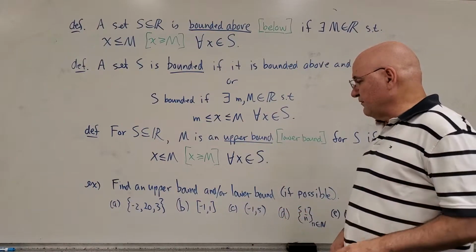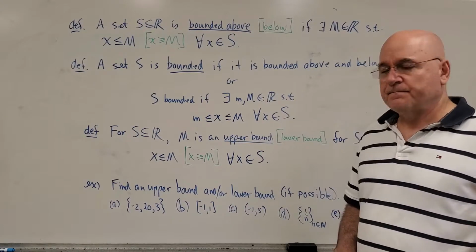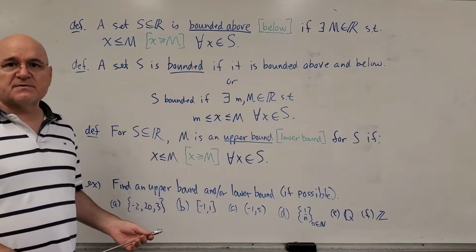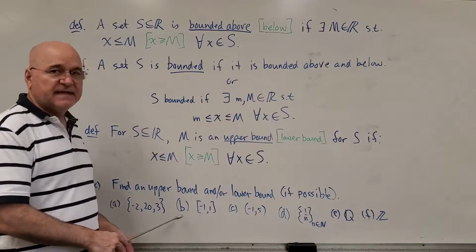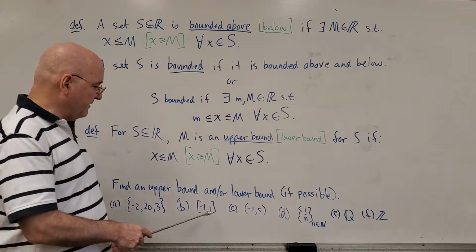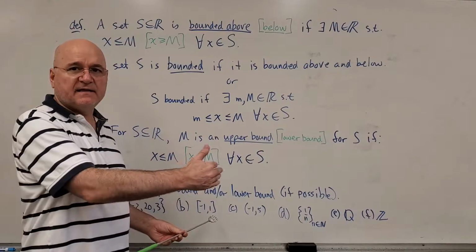This is the interval from -1 to 1. The lower bounds are -1 and any number smaller. The upper bounds are the number 1 and any number larger.